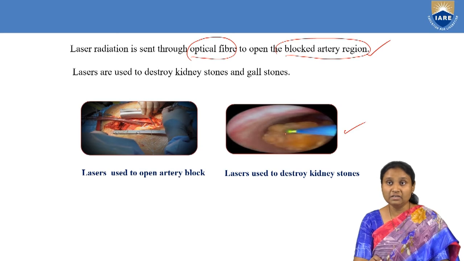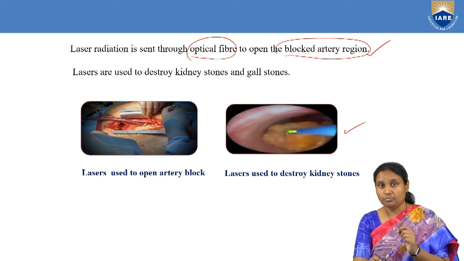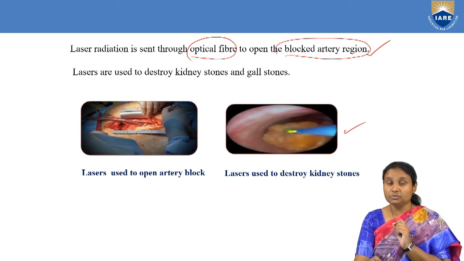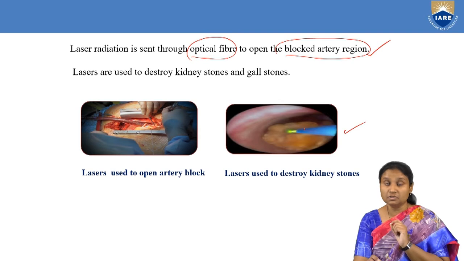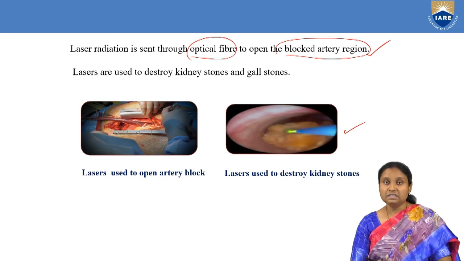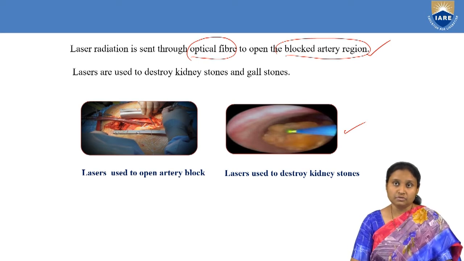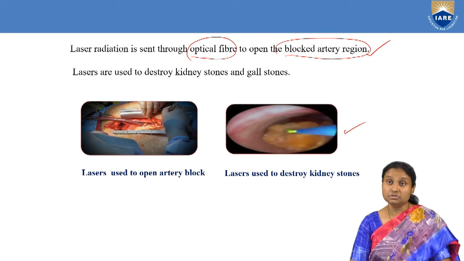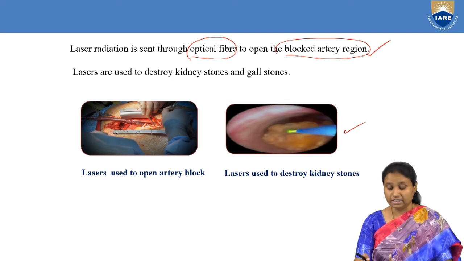So what we'll do, again, we'll send laser light. We'll make a small opening, and through that opening we'll send an optical fiber cable, and through that optical fiber cable we'll send laser light. This laser light is made to fall on those kidney stones or gallstones, and those stones will be broken into very small pieces. So easily they can come out of the human body. So we can even destroy kidney stones or gallstones using laser light.